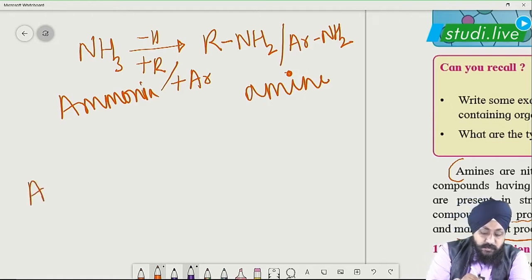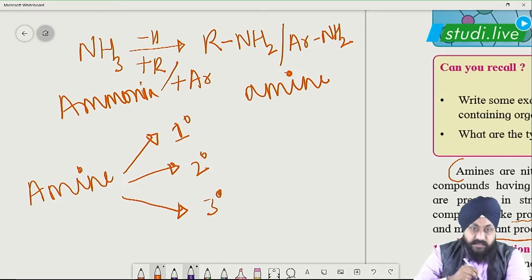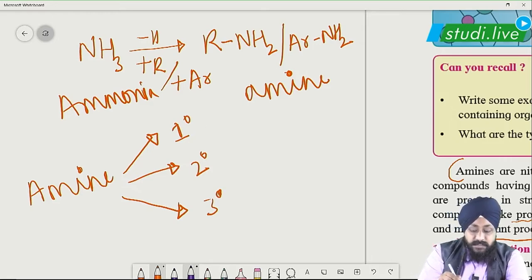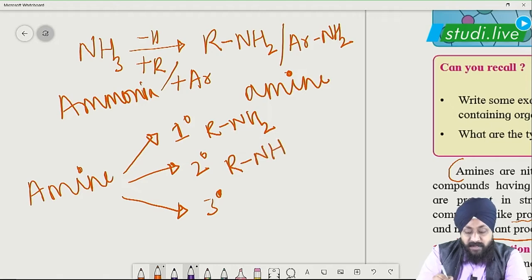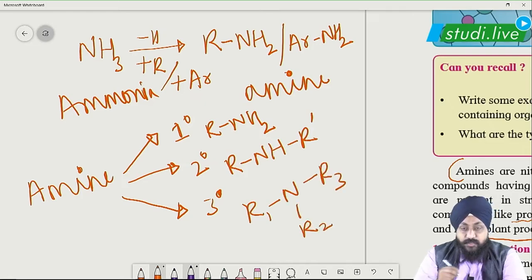So students, these amines are classified into primary amine, secondary amine, and tertiary amine. So here I call it RNH2. Then there is going to be RNHR'. And then here it is going to be R1, R2, and then R3.